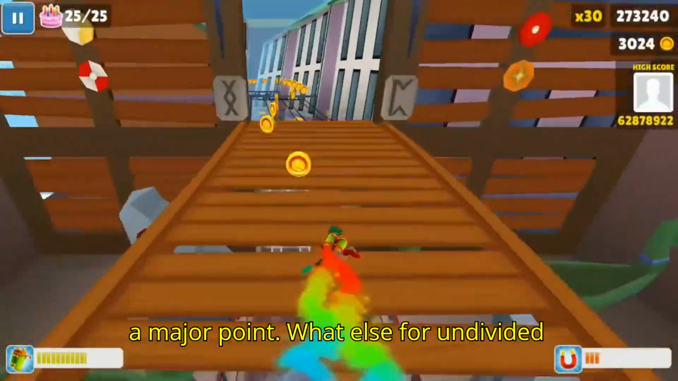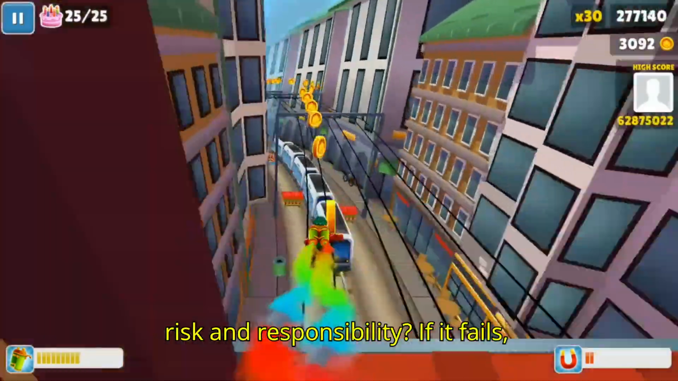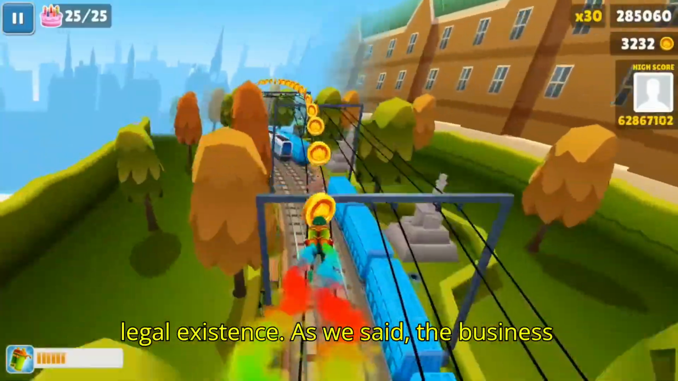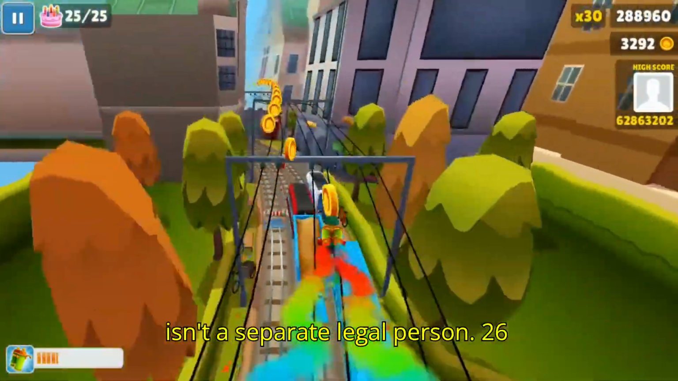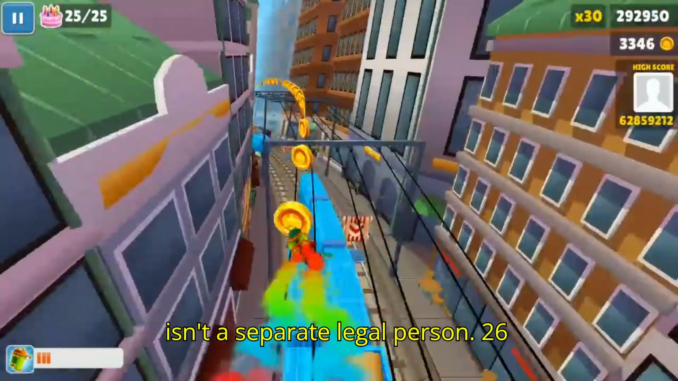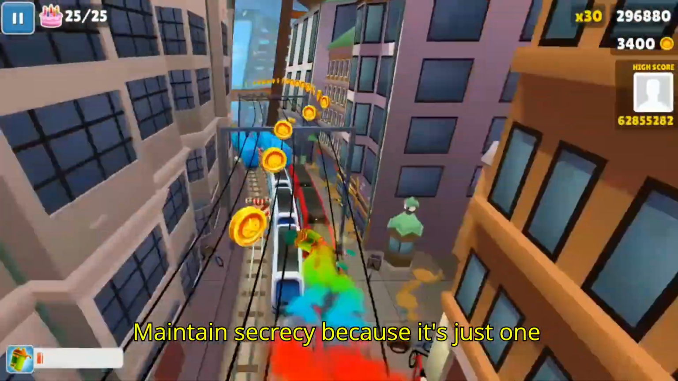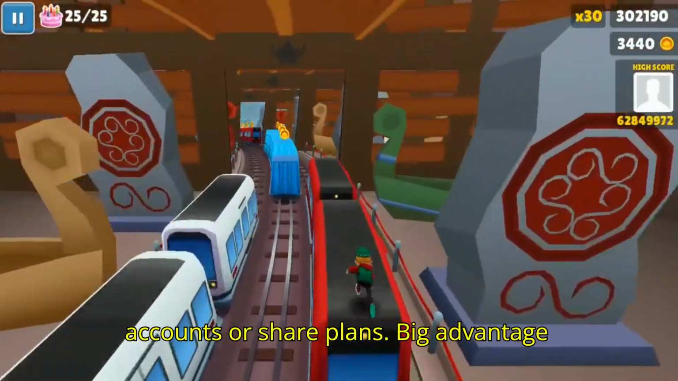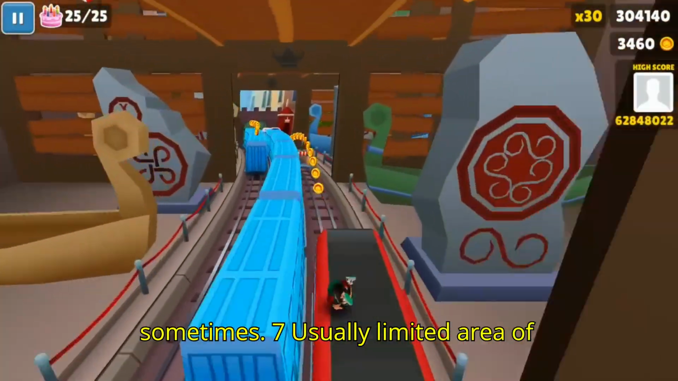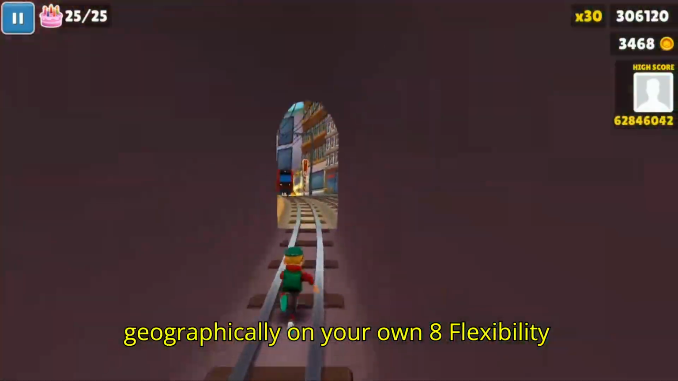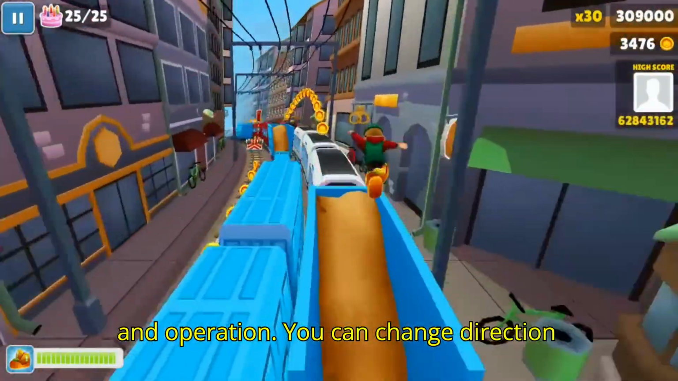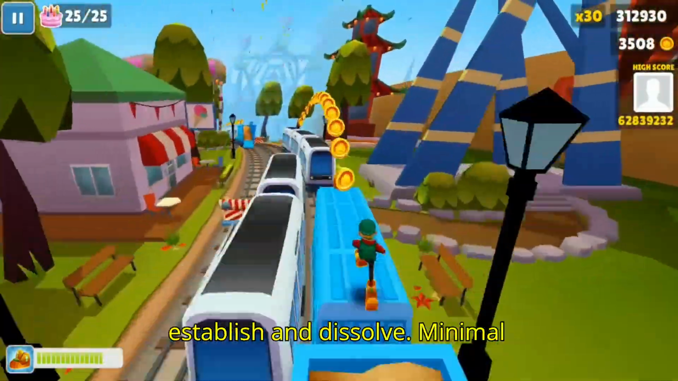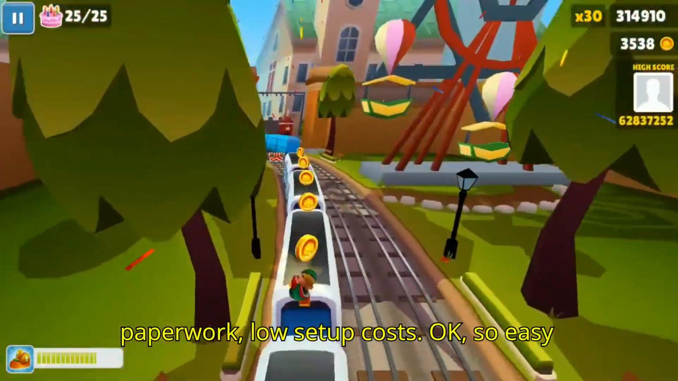Wow, okay, that's a major point. What else? 4. Undivided risk and responsibility. If it fails, it's all on the owner. 5. Lack of legal existence. As we said, the business isn't a separate legal person. 6. Maintain secrecy. Because it's just one person, they don't have to publish accounts or share plans. Big advantage sometimes. 7. Usually, limited area of distribution, hard to grow big geographically on your own. 8. Flexibility in operation. You can change direction instantly. 9. And it's generally easy to establish and dissolve. Minimal paperwork, low setup costs.